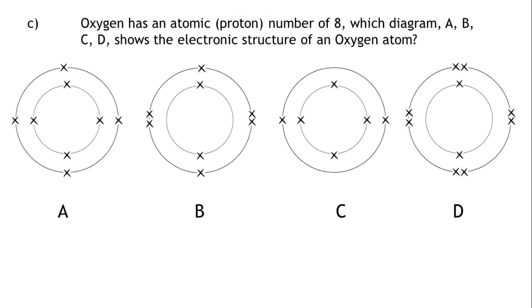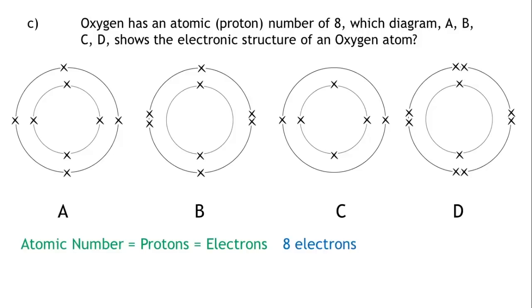Part C. Oxygen has an atomic number, or proton number, of 8. Which diagram, A, B, C or D, shows the electronic structure of an oxygen atom? Let's write down what we know. The atomic number tells us how many protons are in an atom. The number of protons is equal to the number of electrons. This means we should see 8 electrons in the correct diagram.